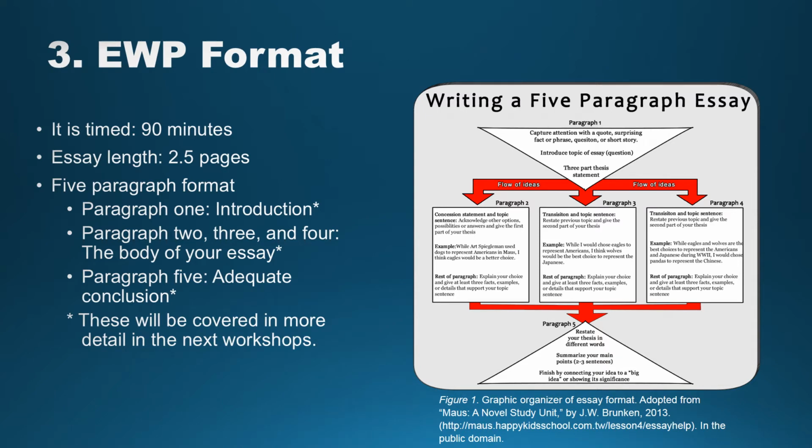Many students wonder what the EWP format consists of. First, it's timed to about 90 minutes. Essay length, on average, is expected to be 2.5 pages. This essay must follow the 5-paragraph format. Paragraph 1 should address the introduction. Paragraphs 2, 3, and 4 should address the body of the essay, with paragraph 5 addressing an adequate conclusion. These topics will be covered in further detail in the next workshops.